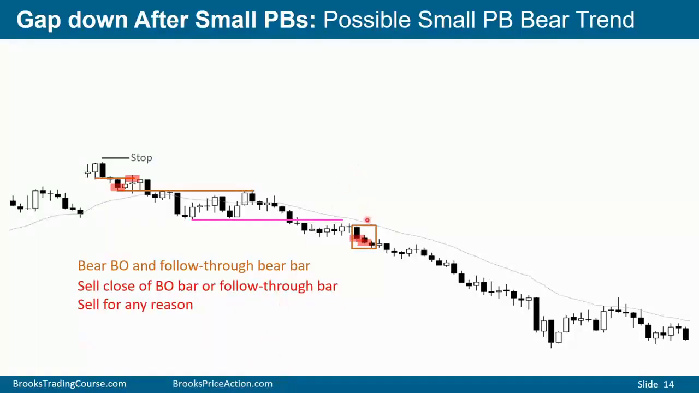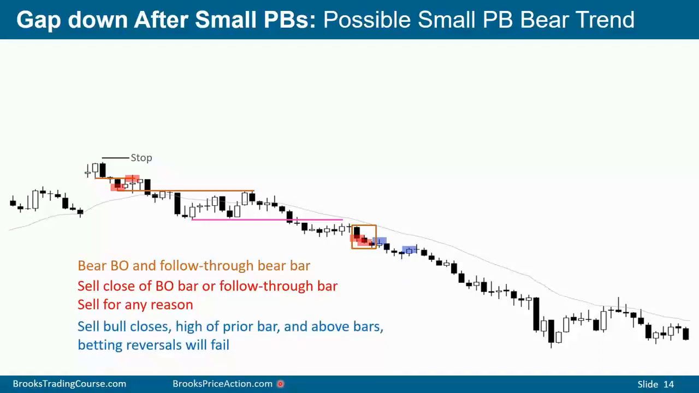Traders will either sell the close of the breakout bar or the close of the follow-through bar. Or they'll sell for any reason at the market above bars, sell bear closes, sell bull closes, and use the stop maybe up here at this point. Some bears will sell at the high of the prior bar, betting that it's a small pullback bear trend, and therefore pullbacks will probably only last 1 or 2 or 3 bars, and then the bear trend will resume. So some bears place limit orders to sell at the high of the prior bar. Again, stop above the most recent strong bear leg.